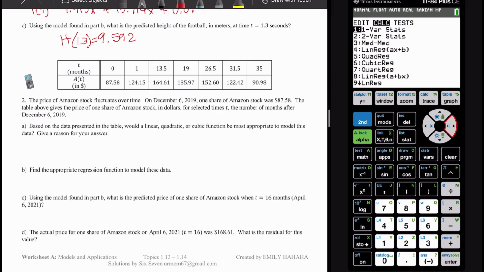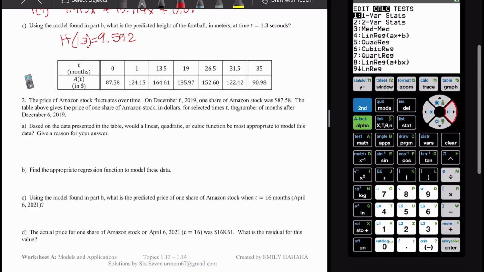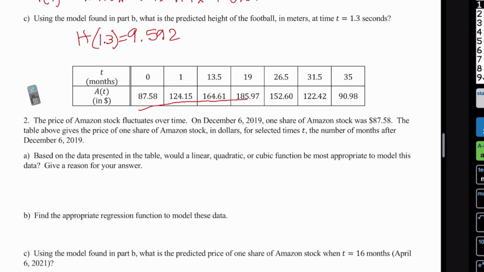Now alpha stat calculate. Oh wait, I completely forgot to read the first question. My bad, guys. It's asking if it's linear, quadratic, or cubic. From answering that, we would know which one to use over here. So when we're looking at this table, it's increasing, and then it looks like this is the max, and then it goes down again. So there's only one max. That means it's going to be a quadratic.